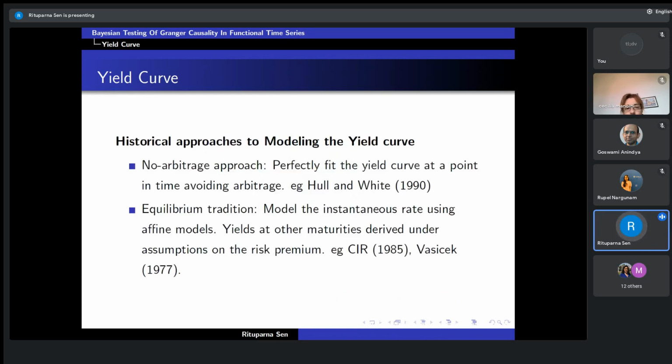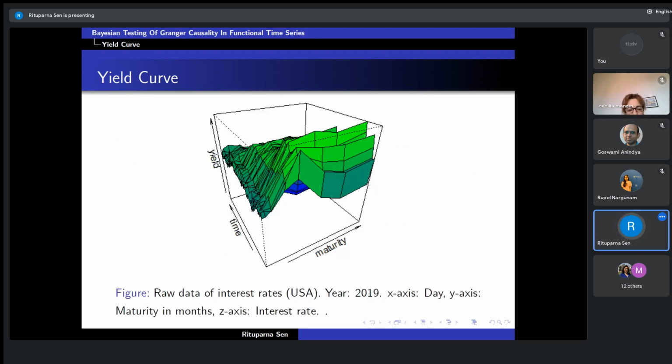Now, there have been several modeling approaches to the yield curve before. There was the no arbitrage approach, where one perfectly fit the yield curve at a point of time, avoiding arbitrage. And then there is no question of evolving over time. So each of these curves is just fitted with no arbitrage conditions.